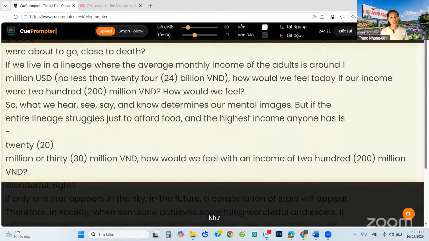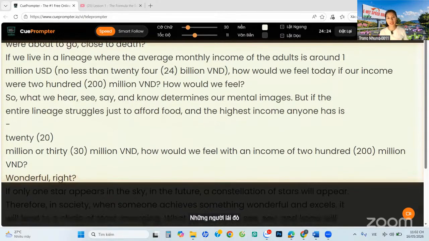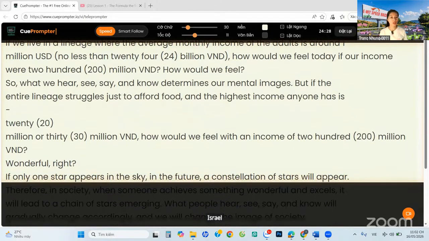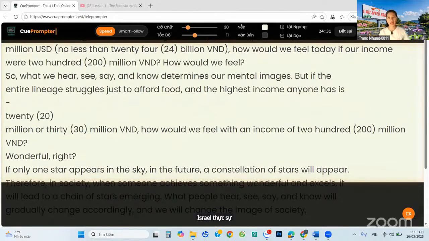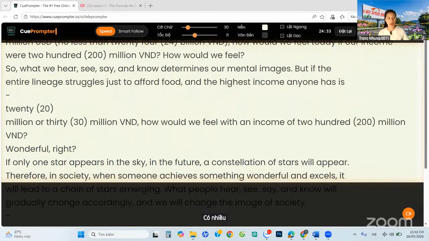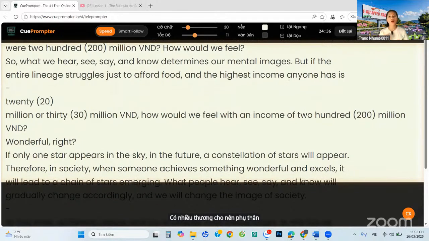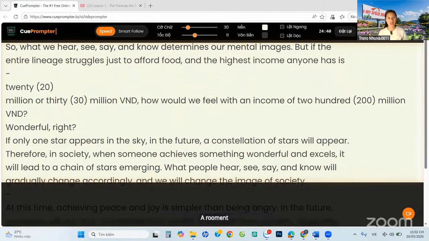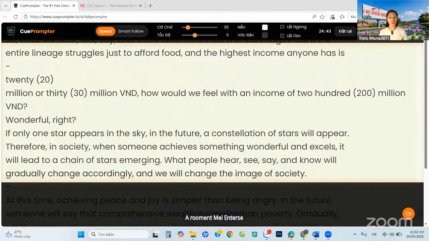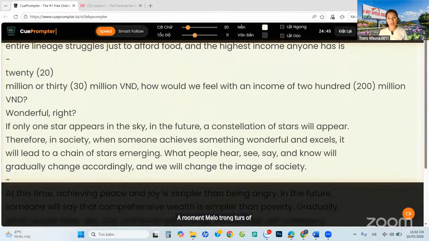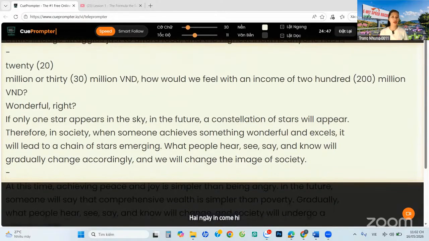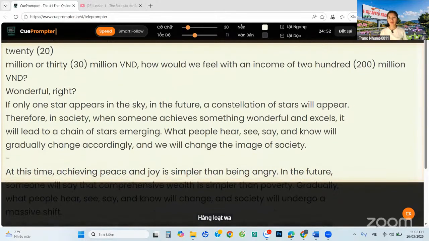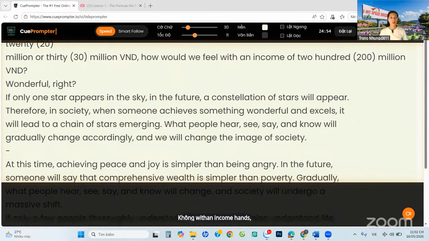We live in a lineage where the average monthly income of adults is around 24 million Vietnamese đồng. How do you feel today with 200 million Vietnamese đồng? How would we feel? So what we hear and say now determines our mental images. The highest income anyone has is 20 million or 30 million Vietnamese đồng. How would we feel with an income of 200 million Vietnamese đồng?